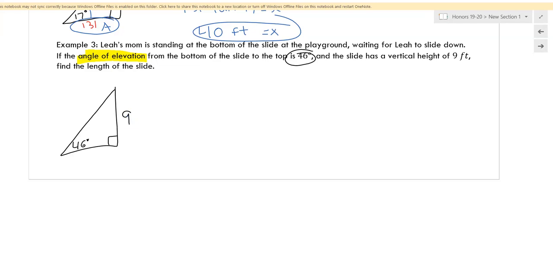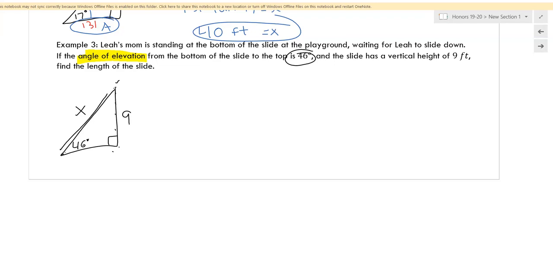This is where it kind of gets difficult, is thinking about what that is. If I'm actually sliding down the length of the slide, right, I climb up the ladder, and then I slide down here. That's where my x is. Okay, a lot of people want to put that length here. But that is not correct.